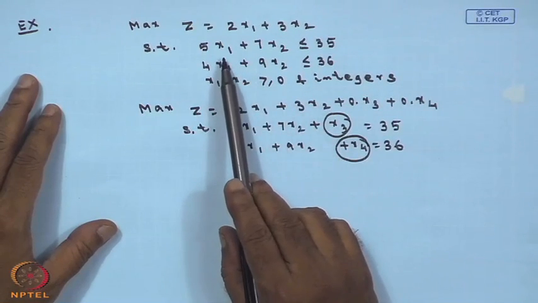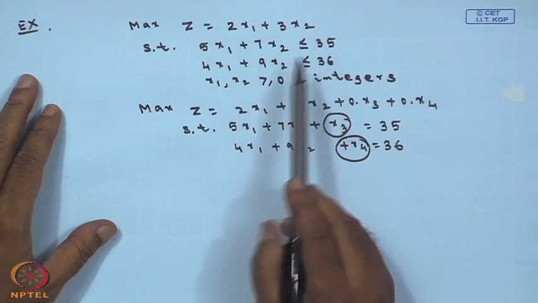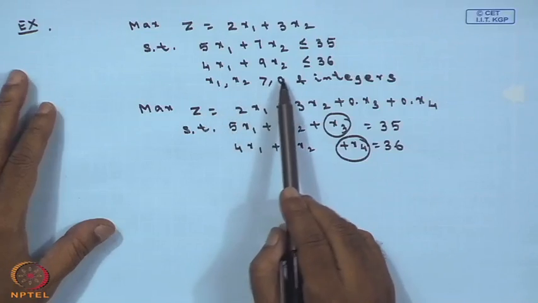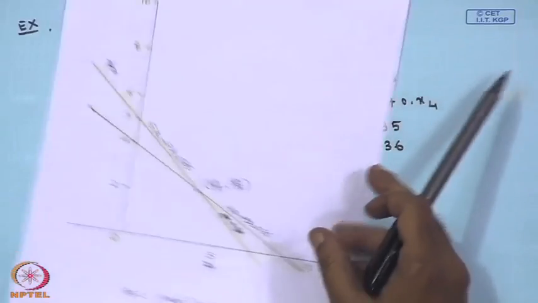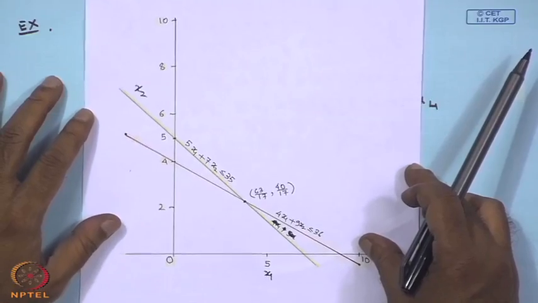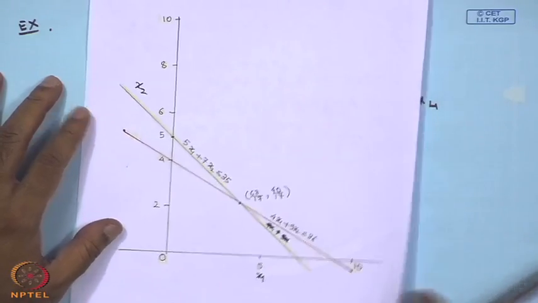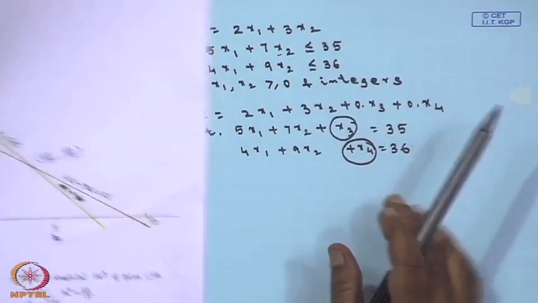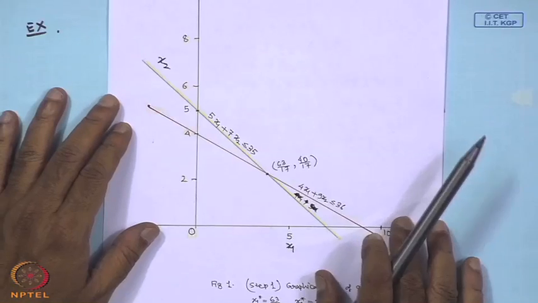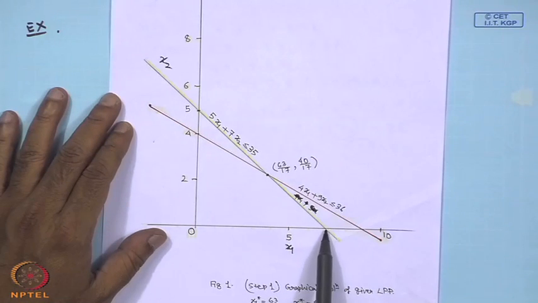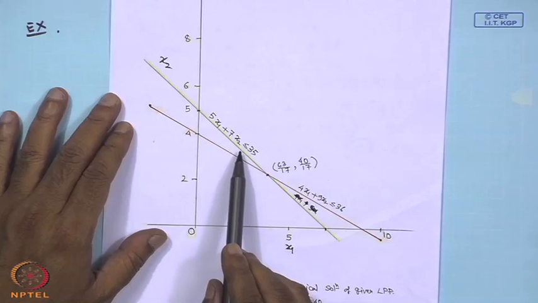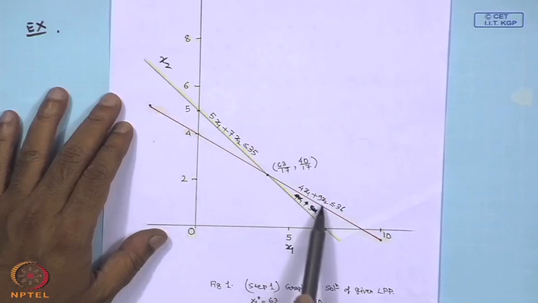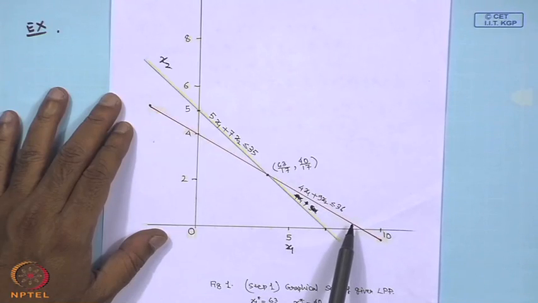We will draw the lines for 5x1 plus 7x2 equals 35, 4x1 plus 9x2 equals 36, x1 equals 0, and x2 equals 0. If you see the solution, I think it is visible. Your first constraint is 5x1 plus 7x2 equals 35. From the figure itself, this line is cutting the axis here. So, this is your 5x1 plus 7x2 less than or equal to 35, and this is 4x1 plus 9x2 less than or equal to 36.